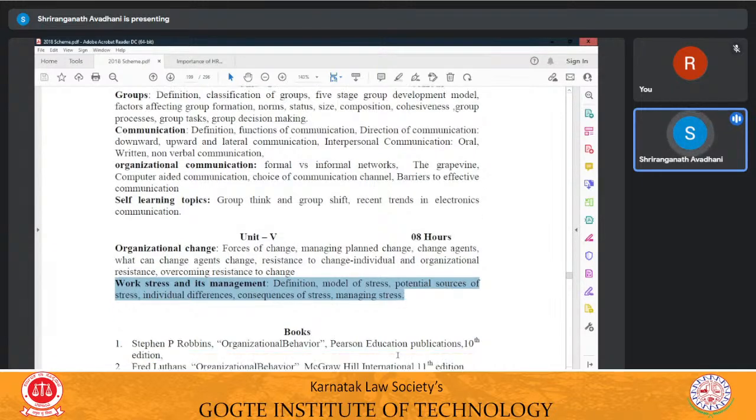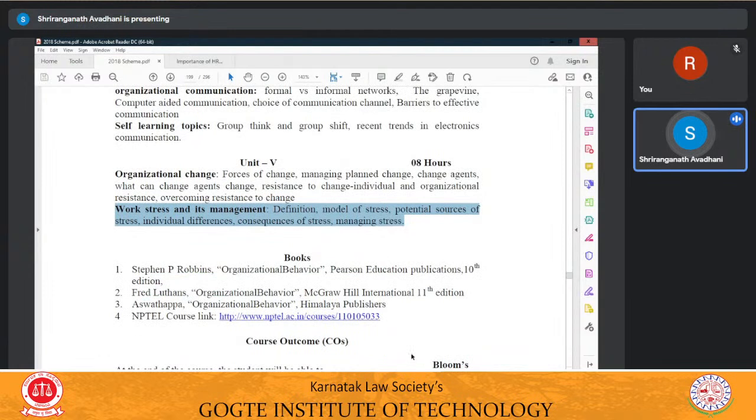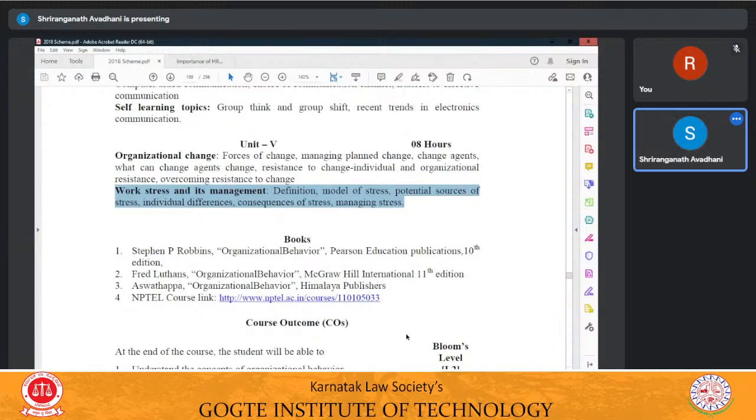You do have 2 good books. One is Stephen Robbins, another is Fred Luthans. The syllabus is almost in line with Stephen Robbins, and equally good is Fred Luthans. Then you do have a Shotapa book as well. There is an NPTEL course which has been outlined here.